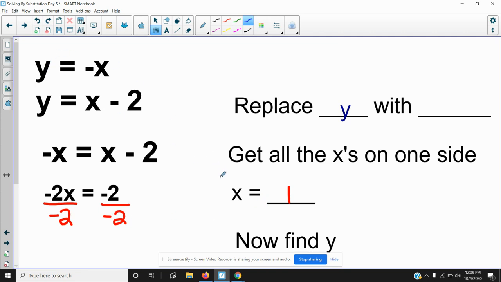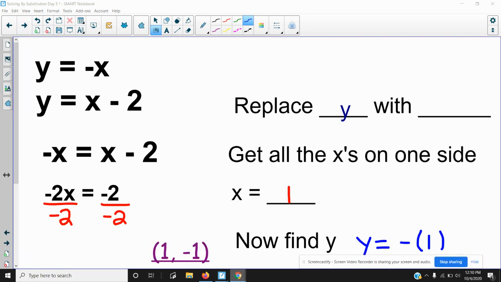Now remember, we're not done, because what we're after is an answer that has an x and a y in it. So now we go back up to here and figure out what y is. So y is equal to negative x, so negative 1 is what our y equals. So the answer, when we're done, is 1, negative 1.